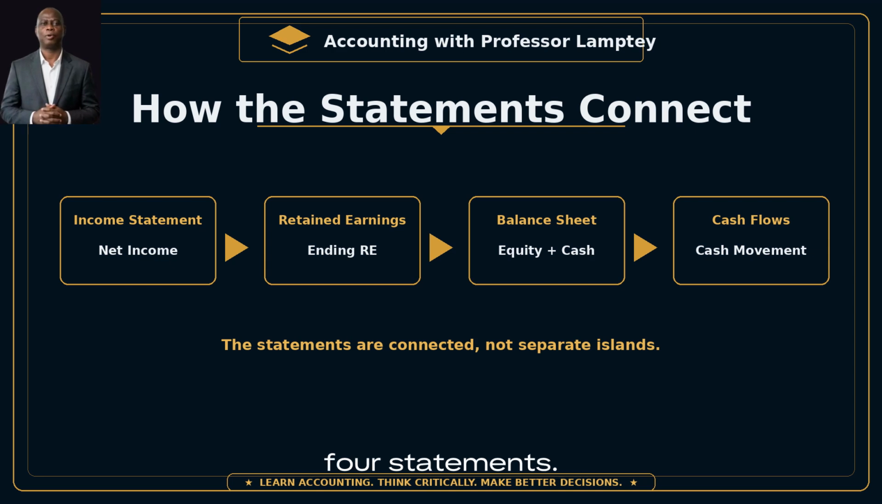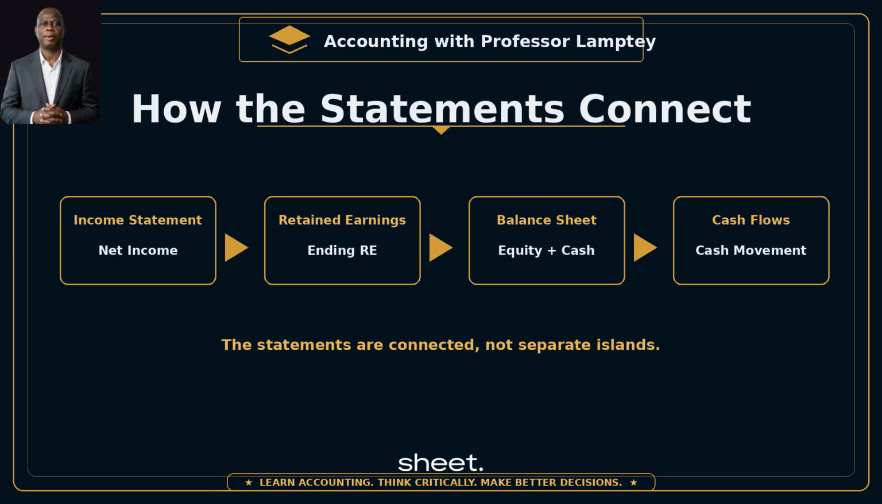Now let's connect the four statements. This is one of the most important parts of the lesson. The financial statements are prepared in a logical order. First, prepare the income statement. Why? Because we need net income. Second, prepare the statement of retained earnings. Why? Because net income from the income statement is used to update retained earnings.